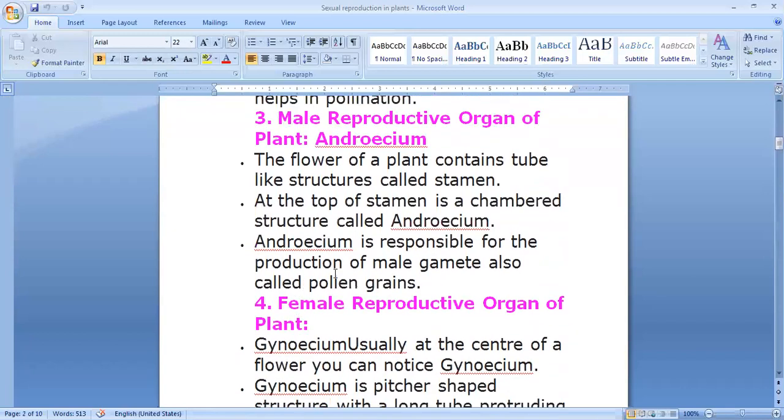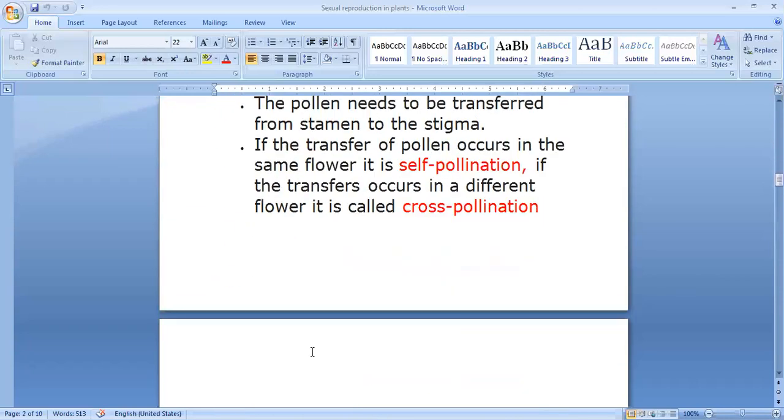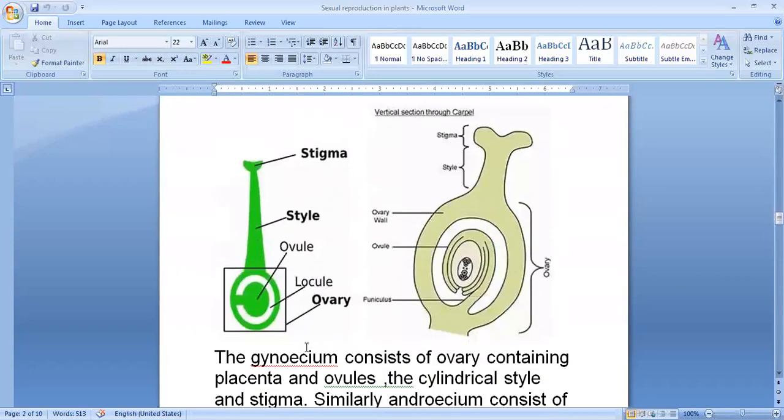Now let us see the structure of androecium and gynoecium in detail, because these are the main sexual reproductive part in flower. This is gynoecium. Gynoecium is also called as carpel or pistil. Gynoecium consists of three main parts. The uppermost part is stigma. This is the neck-like structure which is known as style. And the lowermost part is called as ovary. Inside the ovary, ovules are present. This is the ovule. And inside ovule, eggs are present.